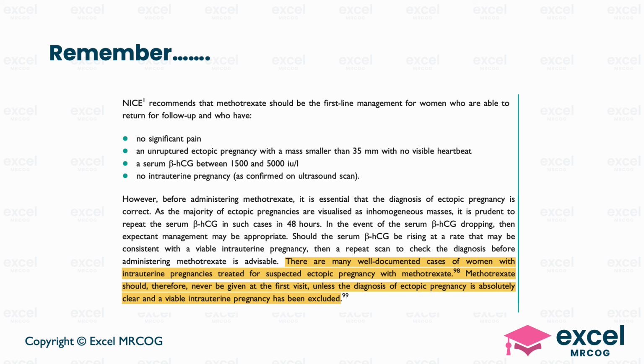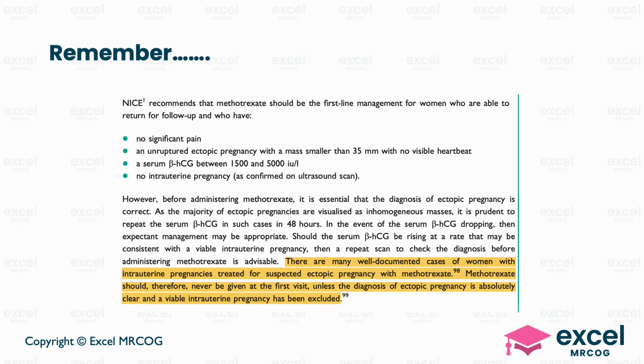So the Green-top guideline mentions that methotrexate should never be given at 0 hours unless ectopic pregnancy is diagnosed. If it is suspected, this is why it is important to differentiate between suspected ectopic pregnancy and a diagnosed ectopic pregnancy. Diagnosed is where you have definitive evidence of pregnancy in the adnexa, and suspected is when you have an inhomogeneous mass in the adnexa. Okay, just a cystic mass or a collection in the adnexa, which is suspicious of ectopic pregnancy.